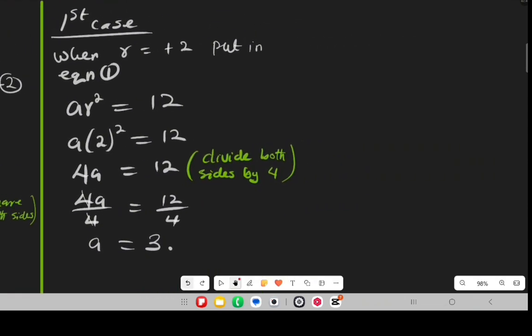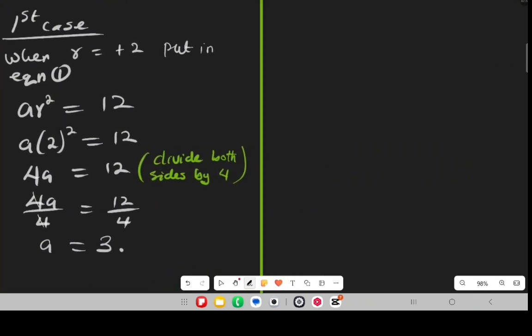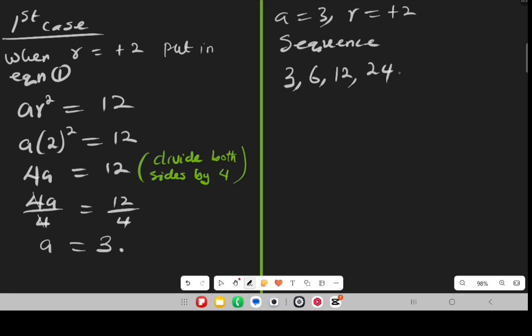Now to form a sequence in this first case, where a is equal to 3 and r is equal to plus 2. Now the sequence will be first term is given as 3, r is the common ratio. In GP we multiply by the common ratio, which is 2. 3 times 2 gives us 6. The next term is 6 times 2 gives us 12. The next term is 12 times 2 gives us 24. 24 times 2 gives us 48. 48 times 2 gives us 96, and so on.